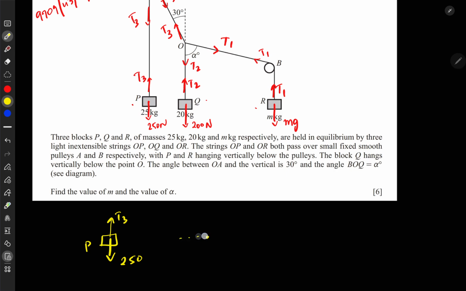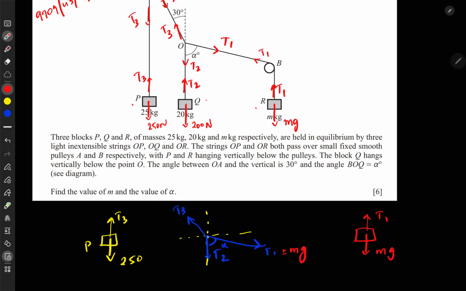let's draw the axis so that you will understand. I'll have T3 like that, T2 is towards down, and T1 is at some angle. This is T1, and the angle between T1 and T2 is alpha. Next, I have R. For R, mg is equal to T1. So for this T1 I can say mg also, no problem.